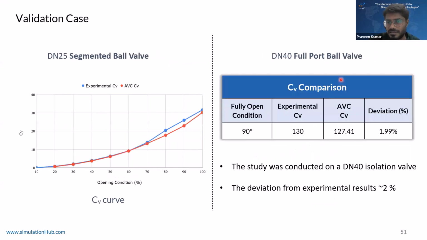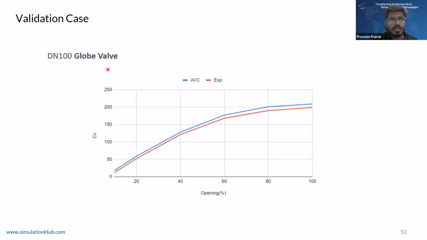Another interesting case we did was for a DN40 full port ball valve, where we were able to reach up to 98% accuracy with the experimental results. And this is one recent study we did for a Russian client, where we compared a globe valve with their data, and we found it within only 5% deviation for the higher angle of flow. So it was in the 95 plus accuracy range.